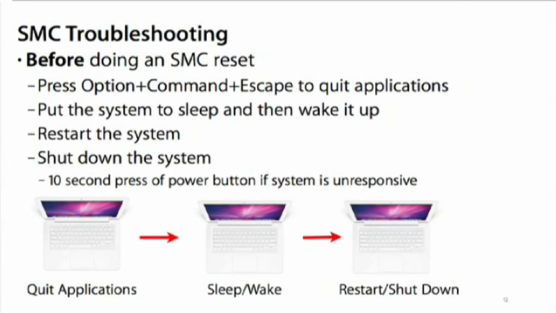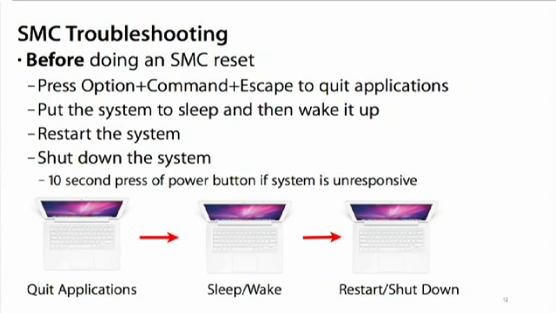First off, you should force quit any applications that aren't responding. After that, you should sleep and wake the system. Again, if you're getting backlit keyboard problems or the SIL isn't responding correctly, sometimes just sleeping the Mac and then waking it back up will resolve those problems. Of course, a restart, and of course, shutting down the system.